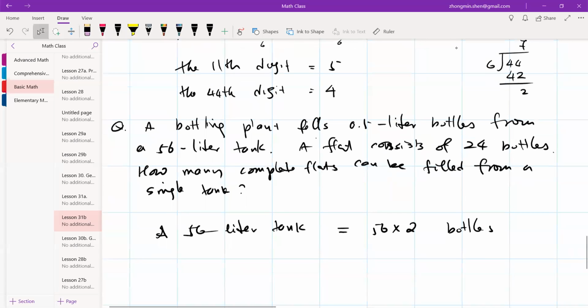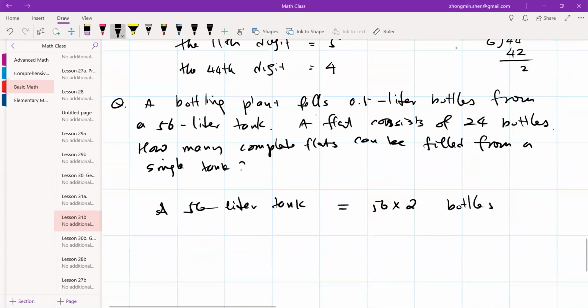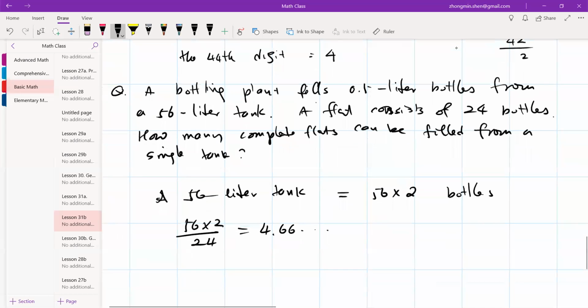Okay. So the question is how many complete flats can be filled. Okay. You just bought 24 bottles. Using 24 bottles, you can fill a flat, right? So all you have to do, if you understand this, then 56 times 2 divided by 24. Unfortunately, this is going to be 4.666. So that means you can only fill 4 flats. Okay, that means you can only fill 4 flats. If you don't get an integer, there's some left over, because what is left can only fill a portion of the flat.